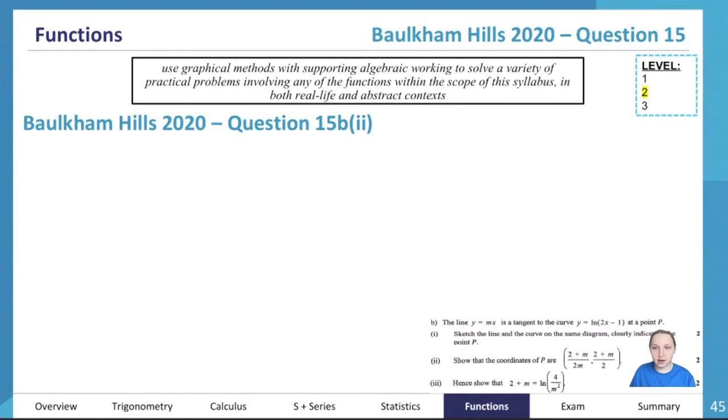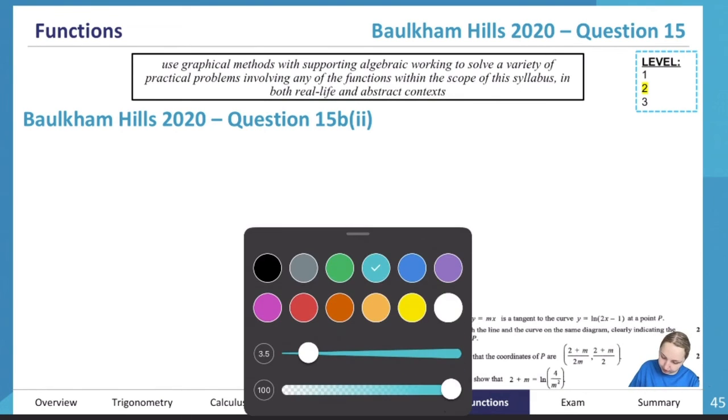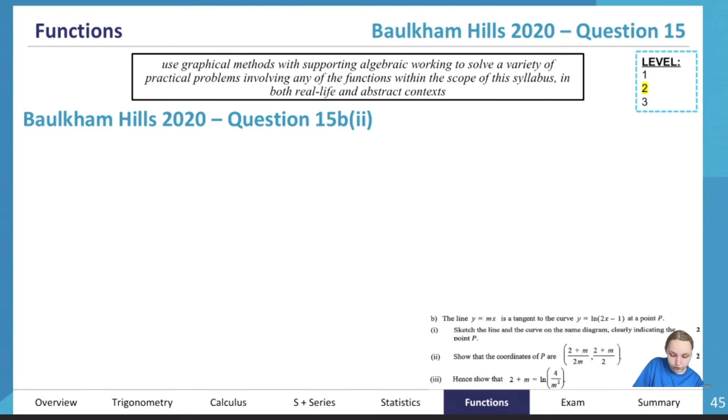For part B, I show that the coordinates of P are 2 plus m over 2m, 2 plus m on 2. So I'm just going to make this a little bit thinner, change colours so we've got a little bit of variety. So we're going to have y equals ln 2x minus 1. Then if we find the derivative of that, we're going to have y dash equals 2 over 2x minus 1. Sorry, think about that for a second.